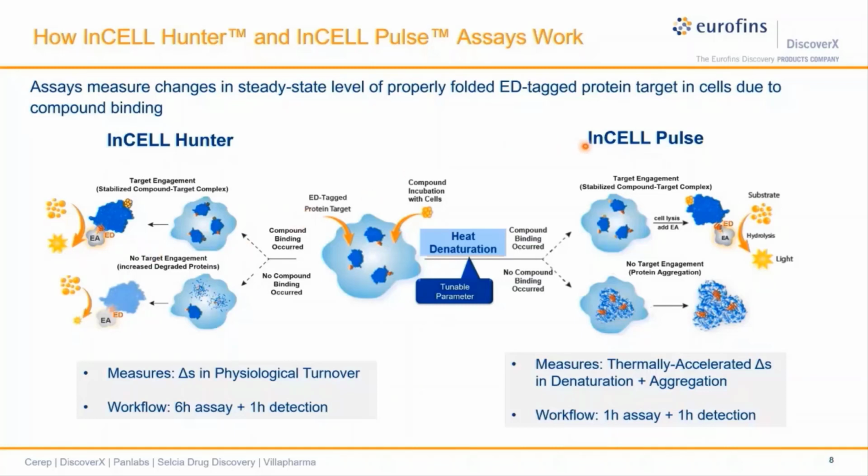In the InCELL Pulse assay, a short pulse of elevated temperature denatures and aggregates the EPL target protein, here shown without compound binding. Compound binding stabilizes the EPL tag target protein against thermal denaturation in the cells, making it more abundant and more available for complementation of the enzyme acceptor. This results in more hydrolysis of substrate and more luminescent signal. This assay relies on a thermally accelerated denaturation of target protein and requires a 2-hour workflow.